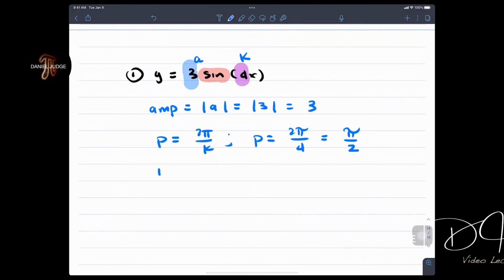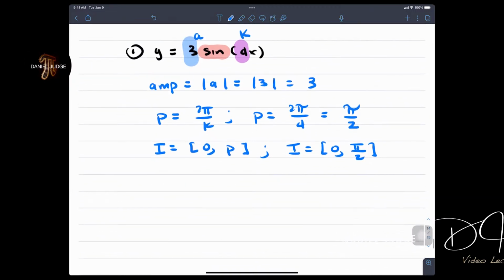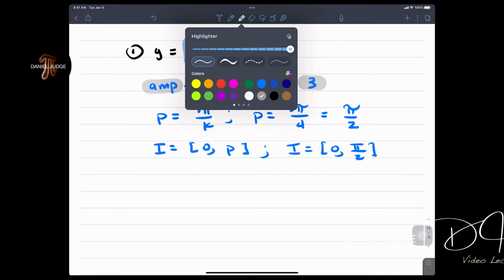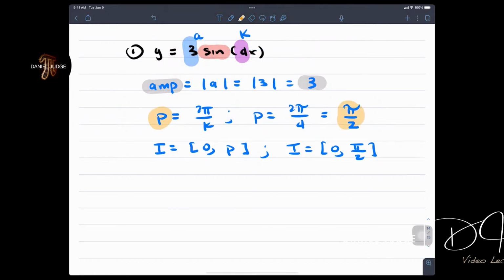So remember your definition: the interval of one cycle goes from 0 to P. We're only going to graph one cycle here. So that means the interval of one cycle is 0 to pi over 2 here. I want to emphasize a few things: the amplitude is 3, your period is pi over 2, and the interval of one cycle goes from 0 to pi over 2.